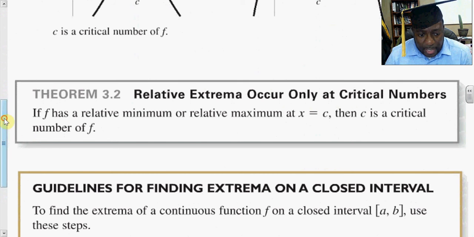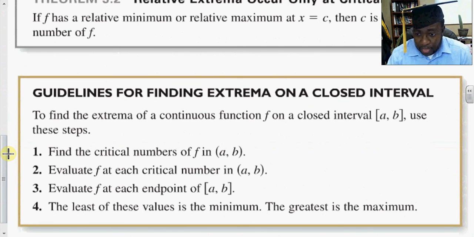Here are some guidelines for determining the extrema on a closed interval. Find the critical numbers, that is, set the first derivative equal to 0, evaluate f at the critical numbers, and then evaluate f at the endpoints. The least of these values is the minimum, the greatest is the maximum. Typically, if I can graph the function, since we have not been introduced to the first or second derivative test, I graph it and from the graph determine the absolute extrema. Next, we'll look at some problems.